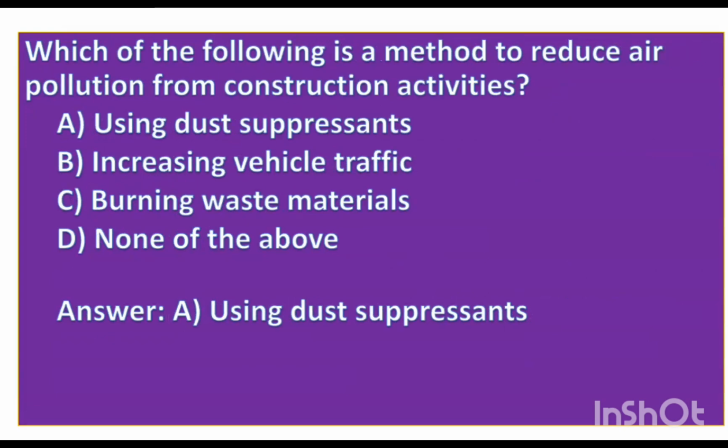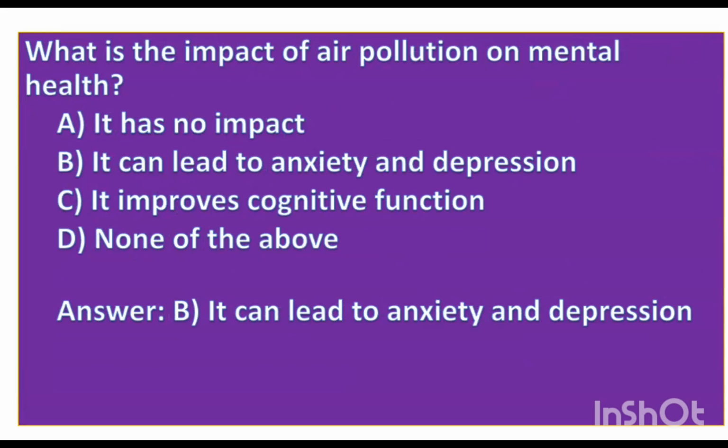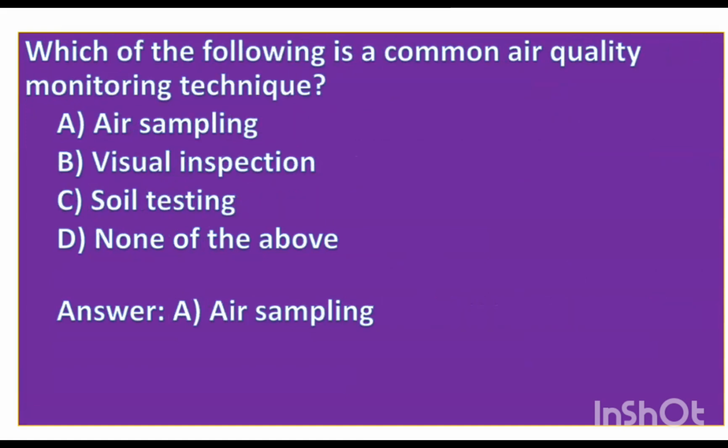Which of the following is a method to reduce air pollution from construction activities? Options: using dust suppressants, increasing vehicle traffic, burning waste material, none of the above. Answer: using dust suppressants. What is the impact of air pollution on mental health? Options: it has no impact, it can lead to anxiety and depression, it improves cognitive function, none of the above. Answer: it can lead to anxiety and depression.